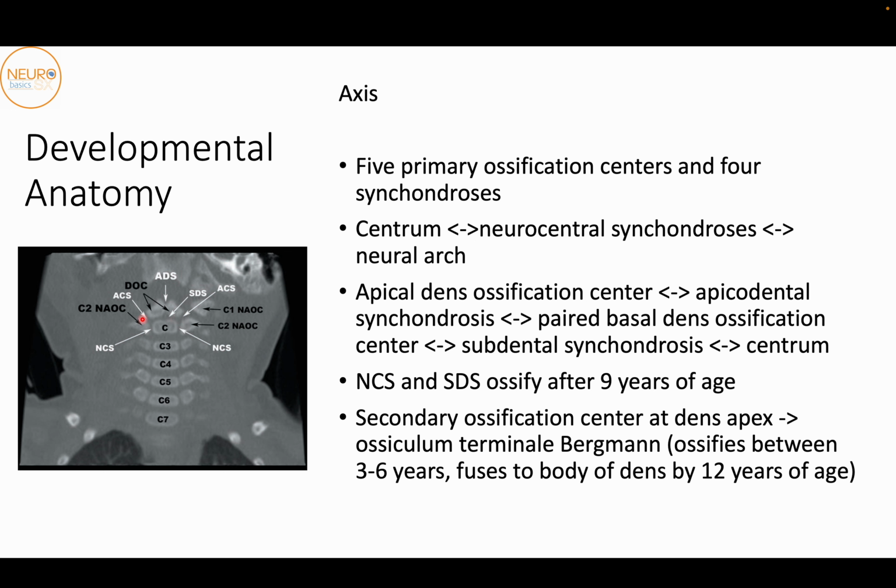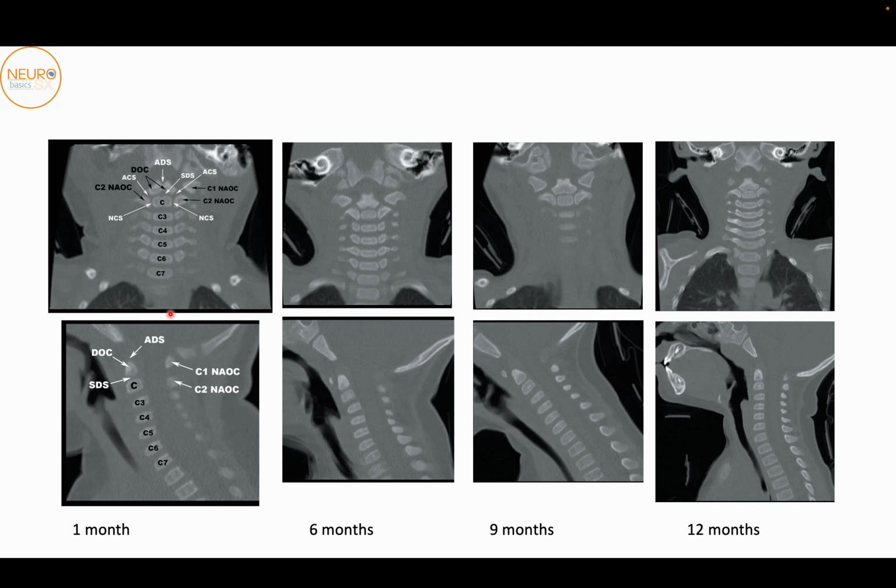This would have ossified by 9 years of age. So the main part of the C2, or most of it, should have ossified by 9 years of age. So that really leaves the apical dense ossification center. That will ossify a little bit later. There are multiple secondary ossification centers, but one of them is at the dens apex, and that is known as the ossiculum terminale, and that will ossify by 3 to 6 years, but it will fuse with the body only by 12 years of age. So you're still going to see a separate bone, a very small separate bone, until 12 years of age. Right, so this is what is happening at different age groups.